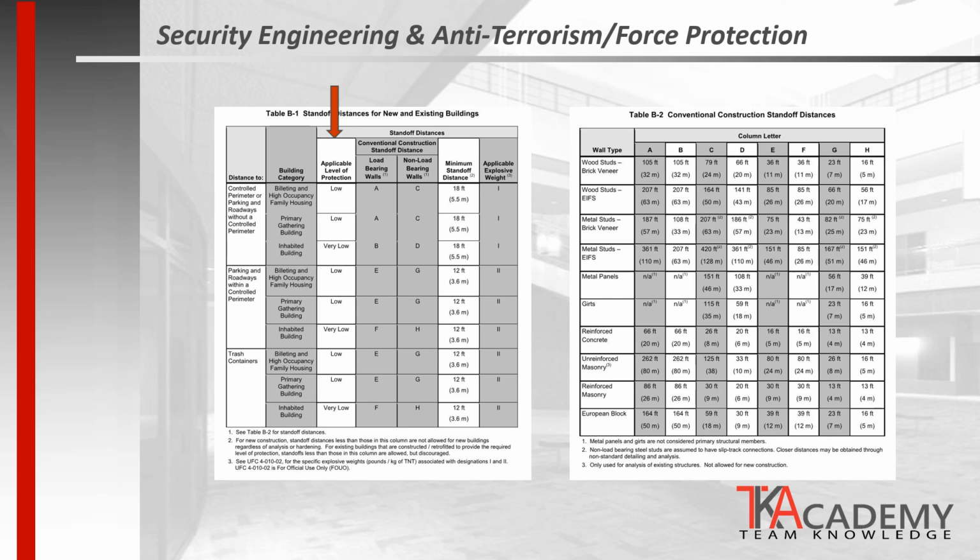Then the building structural system is determined as utilizing load-bearing walls at the exterior or non-load-bearing walls. Finally, this gets into the conventional construction technique of the building envelope and the materials and systems that are used at the exterior wall. This identifies the minimum standoff distance as required, but there is also a minimum if the building is constructed of materials that are not already identified within the conventional construction standoff table.